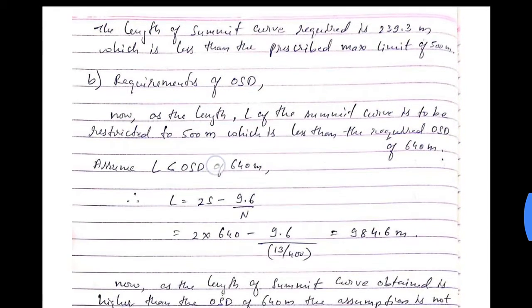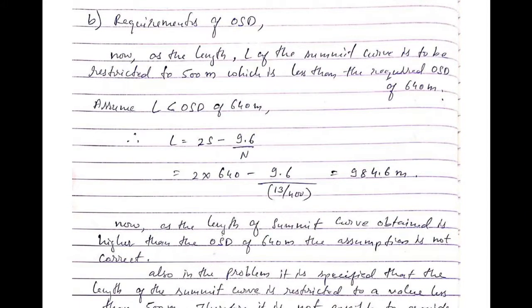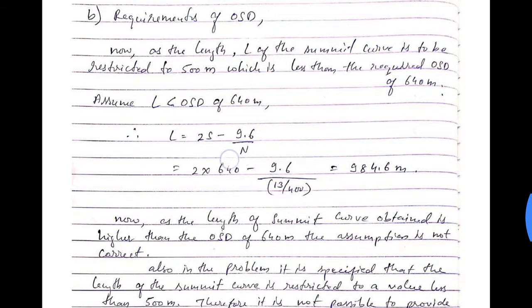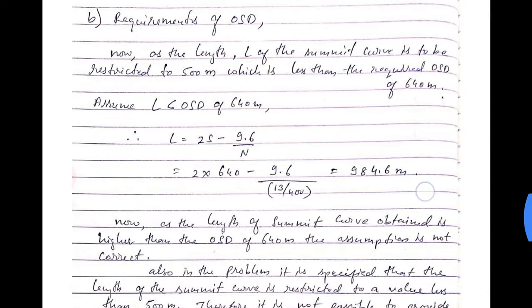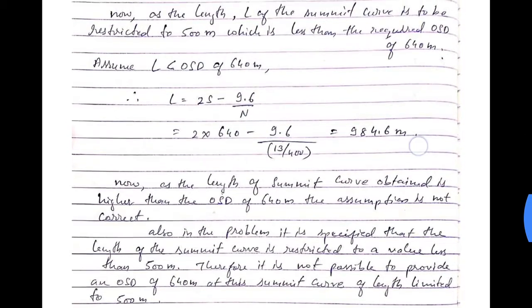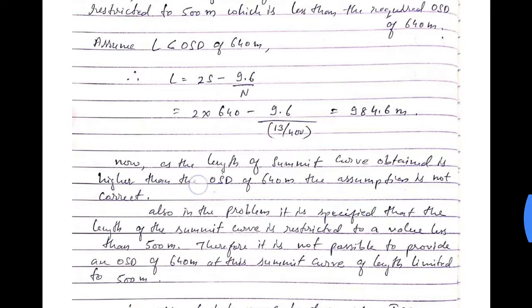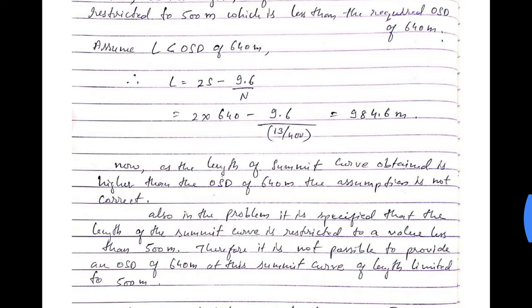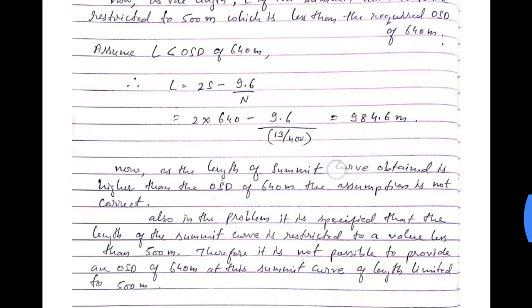So for this condition the formula is 2S minus 9.6 divided by N. The value of OSD is S here, so 640, and N is 13 by 400. Solving this, we get 984.6 meters. Now this again is still greater than 500 meters, which is the limit. As the length of summit curve obtained is higher than the OSD, that is 640 meters, the assumption is not correct. So this condition as a whole cannot be satisfied.